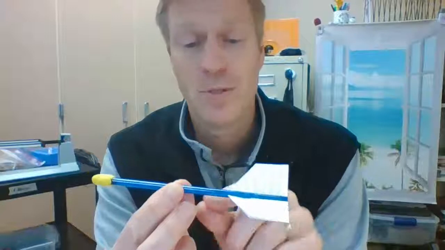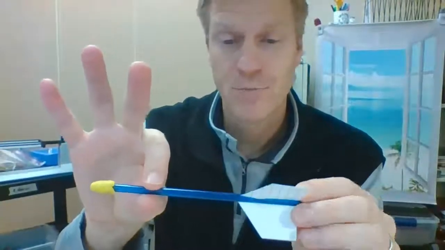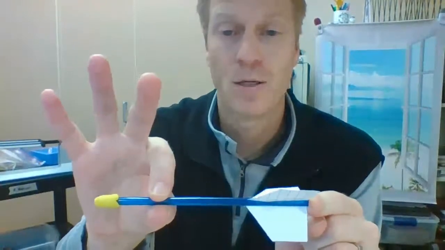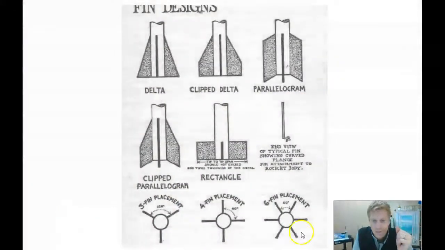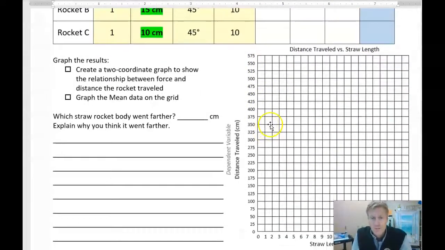So I will test this again, my 3 times. When I'm done with that, then I'm going to cut it down another 5 centimeters so that I have a 10 centimeter rocket left. And I'll test that. When I'm done with all my testing, I can move on to the next part of the packet, where I need to create a graph based on my mean data. I'm going to create a graph.